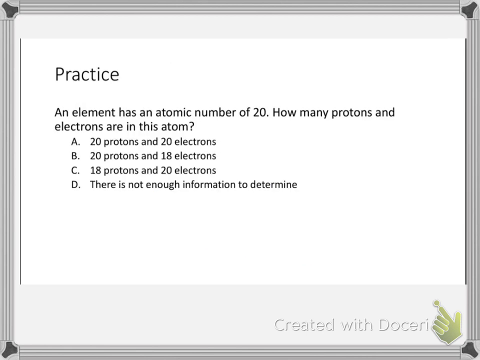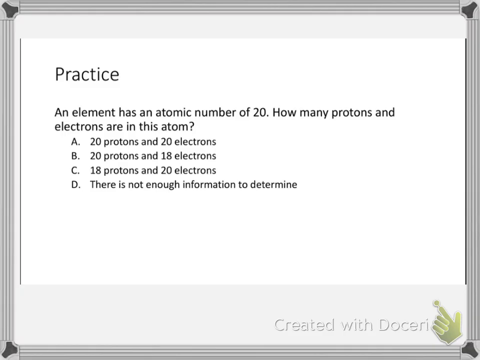All right. So let's practice. It says an element has an atomic number of 20. How many protons and electrons are in this atom? Okay, so we want to use information that we've gotten on the last several slides. Pause the video and then try to answer it, and then I'm going to answer it.